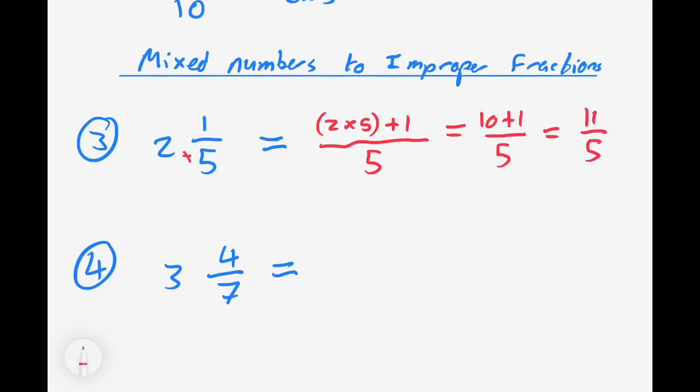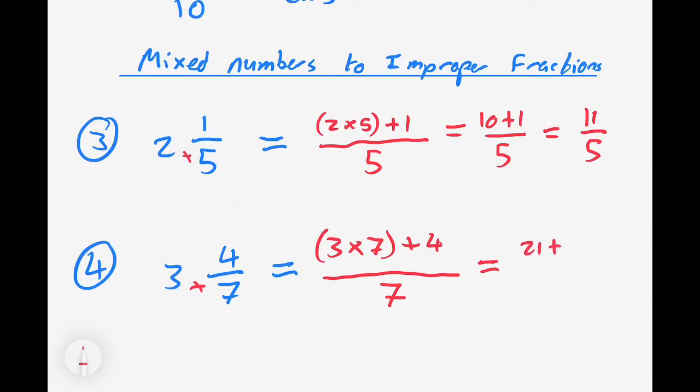Let's do it one more time. So look at the new one, question 4. So 3 and 4/7. We times the whole number 3 and the bottom number 7 together. So 3 times 7. Then we add on whatever's on the top, plus 4. And we keep the denominator the same, which is still 7. So 3 times 7 is 21. Plus 4, all over 7. So our improper fraction is going to be 25 over 7. And we are done.